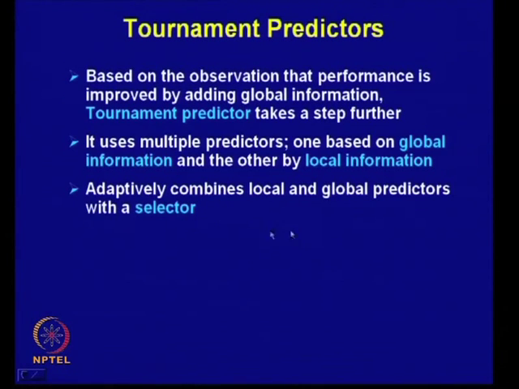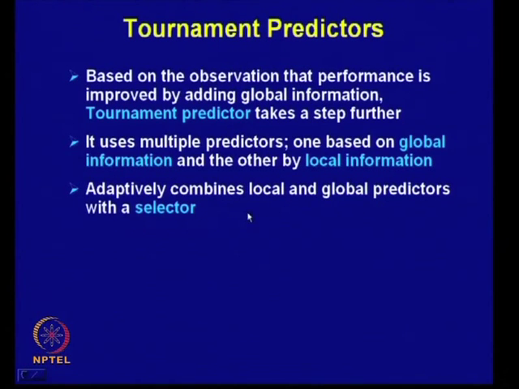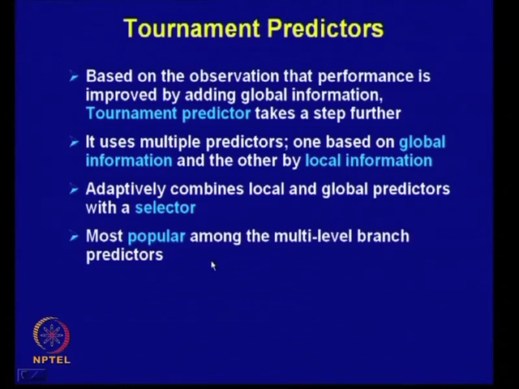So, it adaptively combines local and global predictors with the help of selectors, and obviously it does this dynamically with the help of hardware, because at run time a particular branch can be taken at one instant and not taken at some other instant. So, it dynamically changes, adaptively combining and selecting one of the predictors at run time. This is the most popular among the multi-level branch predictors. Later on, we shall have a look at contemporary processors, and we shall see how the tournament predictor is being used in different recent processors.